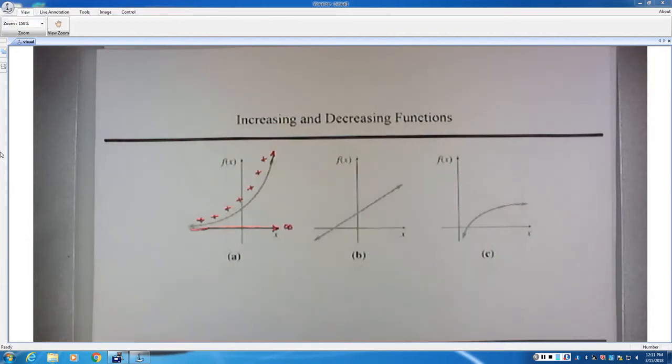but that positive slope changes. It becomes more and more positive. It becomes steeper and steeper as x gets larger. And that's because that first graph is most likely an exponential function.